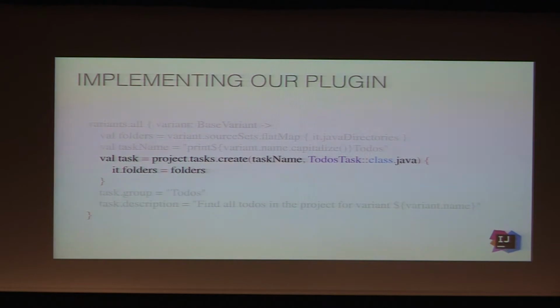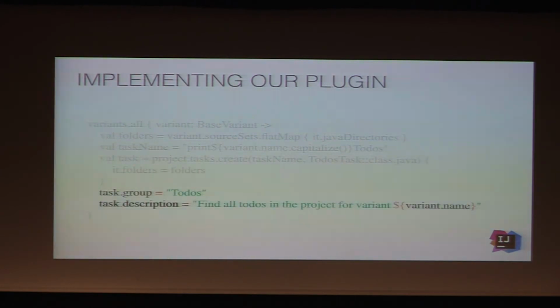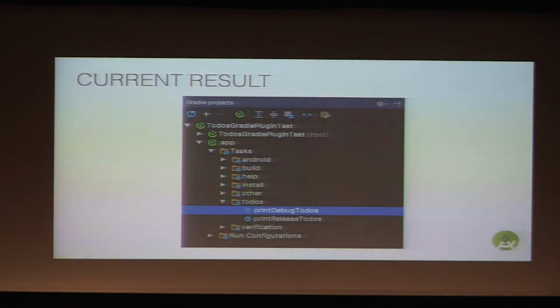This is the part where we pass the folders that we gathered for every variant to the task class. We're going to see that in a minute. And just a little word about those two lines. They're really nice. You can define for every task a group and a description, which gives you a nice separation like this, where you have a group to-dos. This is the folder, and my two tasks are underneath.